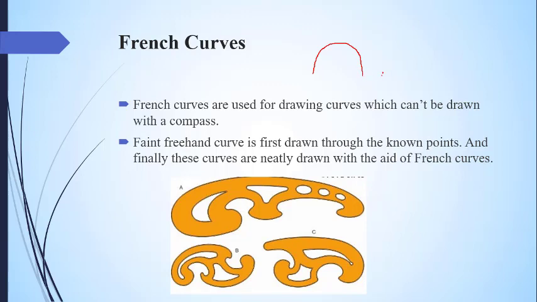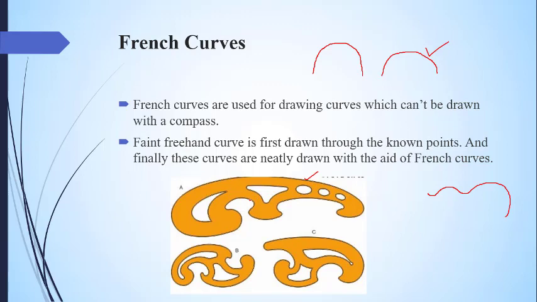For example, a simple curve that we can draw with the help of a compass is okay, but in some cases the curve may not be simple. Like here you can see that this is a curve, and this curve cannot be easily drawn with the help of a compass or any other simple instruments. So we use the French curves.